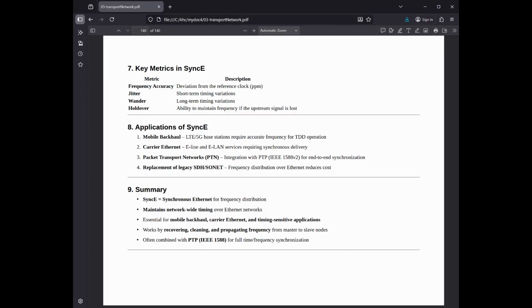Wander is much harder to filter than jitter. If wander becomes too high, it can lead to slips in the data buffers, where a device reads a bit twice or misses it entirely.